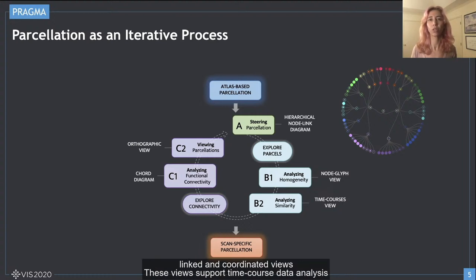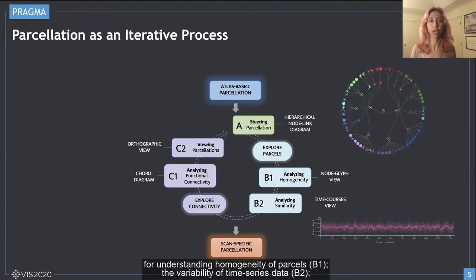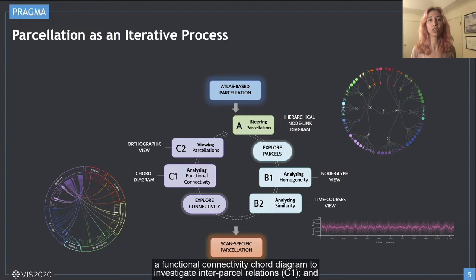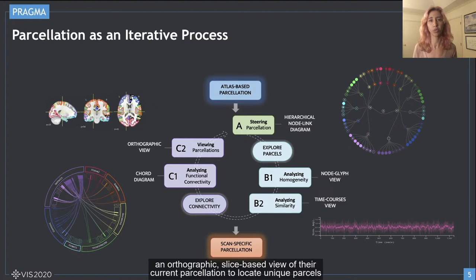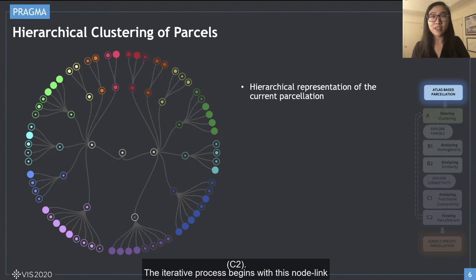These views support time course data analysis for understanding homogeneity of parcels, the variability of the time series data, a functional connectivity core diagram to investigate inter-parcel relations, and an orthographic slice-based view of their current parcellation to locate unique parcels. The iterative process begins with this node link diagram, which is a hierarchical representation of an atlas.